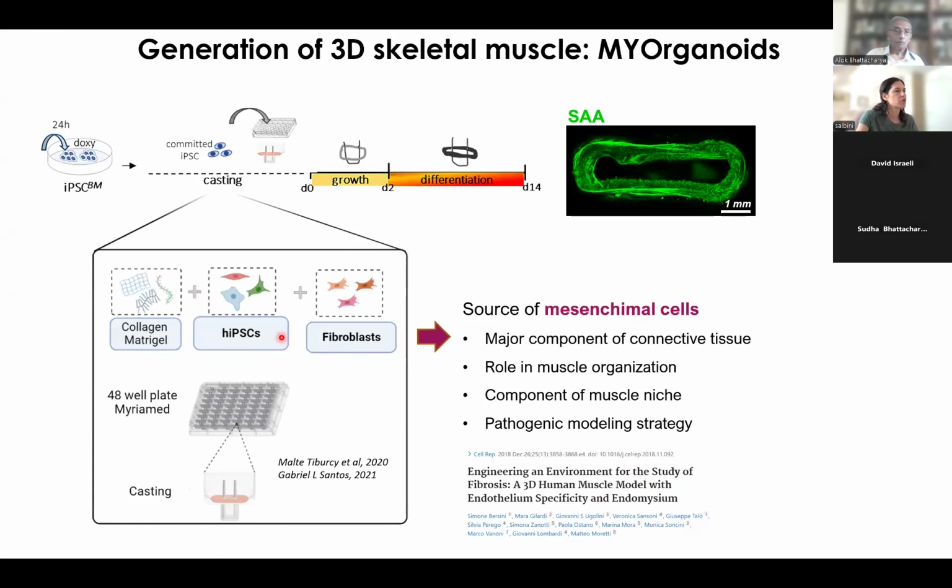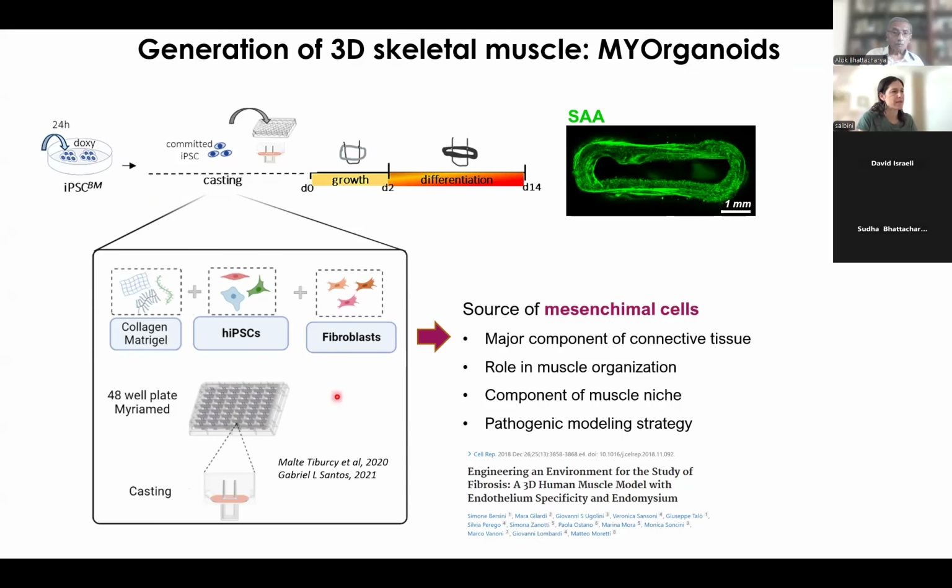The generation of the organoids follows this protocol, which is anyway published. You can see here that we do a casting of committed iPS cells and fibroblasts. We keep it 2 days in growth medium and another 12 days in differentiation medium. And then we have the formation of a ring. The ring is formed because we used a 48-well plate from Myriamed that is equipped with two flexible silicon pillars. So this allows the growth of the tissue in a ring-shaped format.